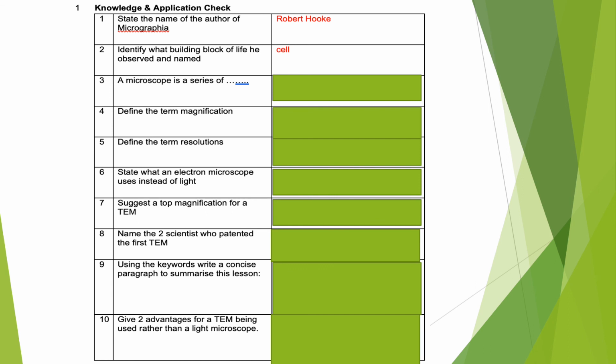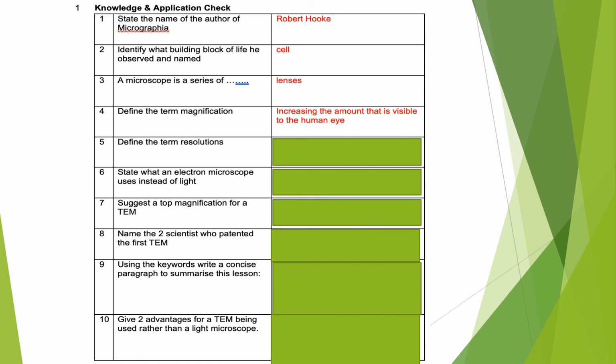All right. The microscope is a series of lenses, right? So not just one lens, not just one magnifying glass. There's actually a series. We call it a compound of lenses. Number 4, define the term magnification. So I just took it straight from the booklet. Increasing the amount that is visible to the human eye. You can't really get more technical than that, just because I understand if you say to make an image larger, so that would work as well.